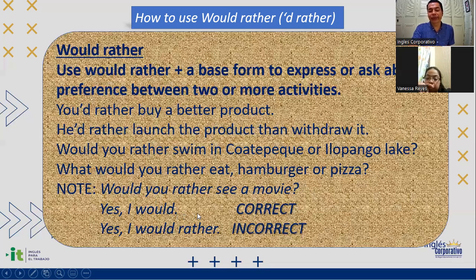Okay. When it's negative, I didn't put it here, but I should have put it. Yes, I would. No, I would rather not. In negative, right? Okay. So that's it.